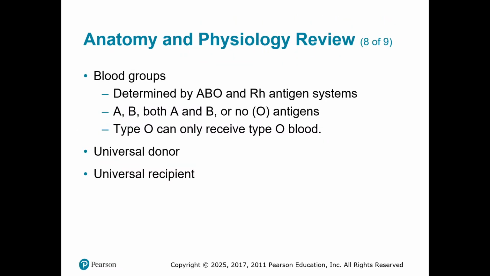So yeah, let's look at some of the blood groups here determined by ABO and RH antigen systems. A, B, both A and B, or no antigens, which is O. And type O can receive type O blood. Type O is a universal donor.